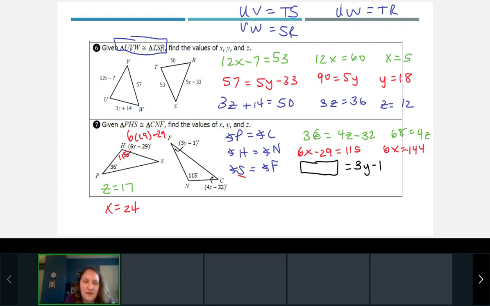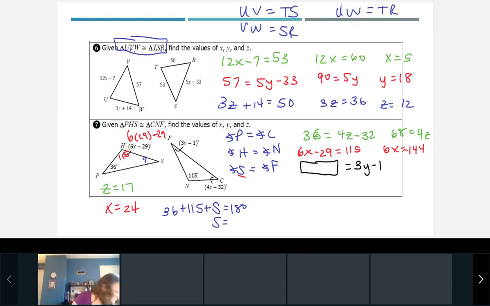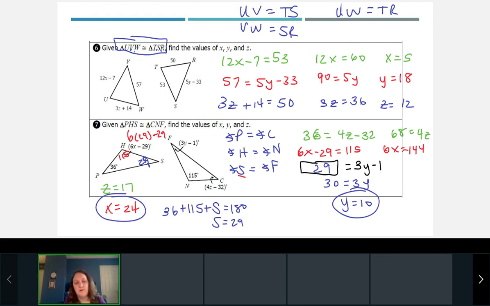So now in triangle PHS, I have a 36, a 115, and I need to know angle S. So our triangle sum theorem is going to come into play. 36 and 115 and angle S have to add up to 180. So you subtract 36 and 115 from 180, and we get angle S is 29. Now that tells me what 3y minus 1 will have to be equal to. Add 1 to both sides, divide by 3. So there are our answers.